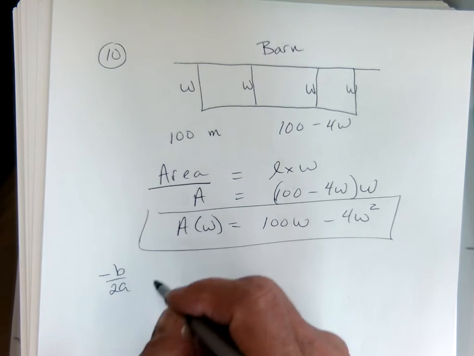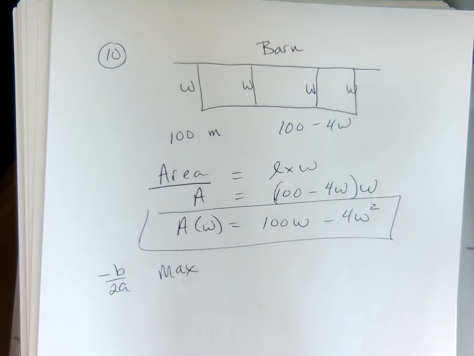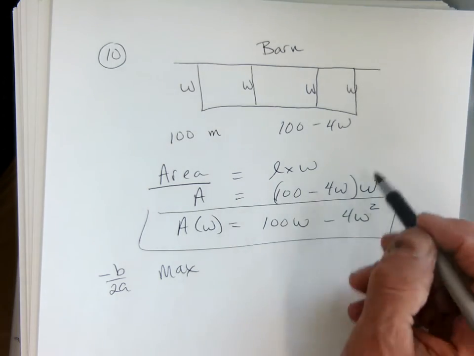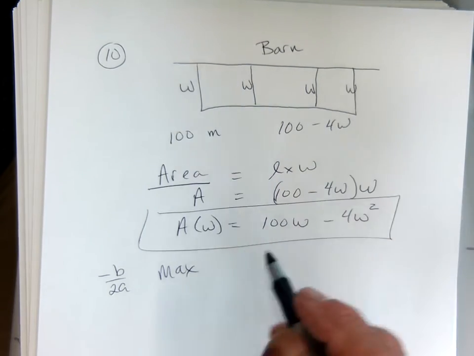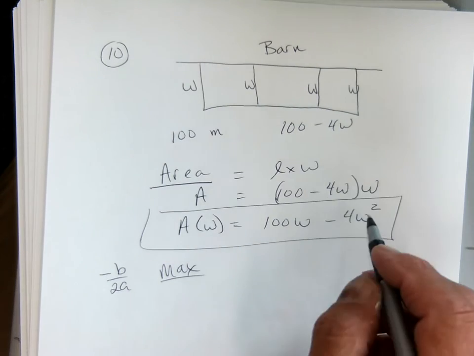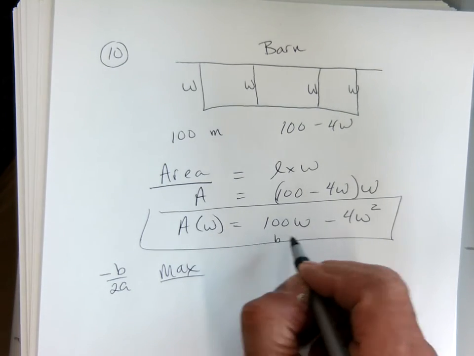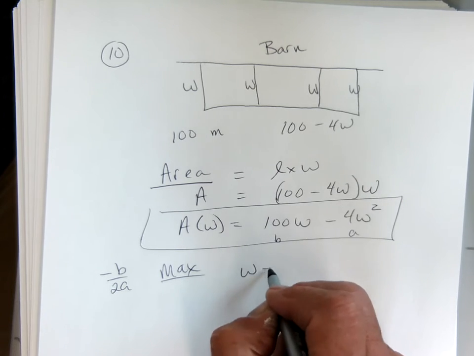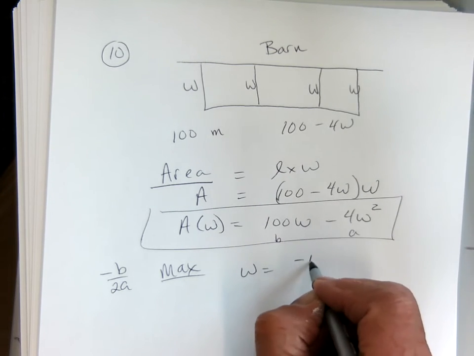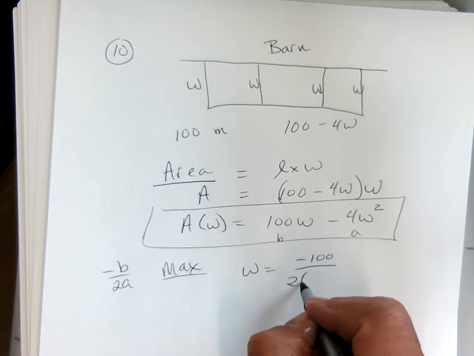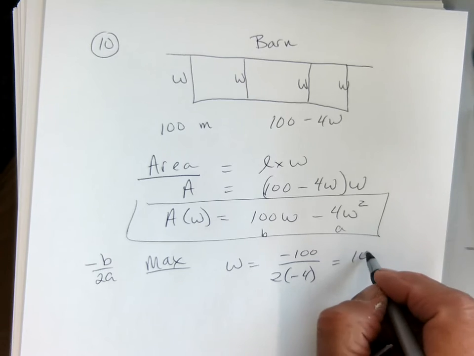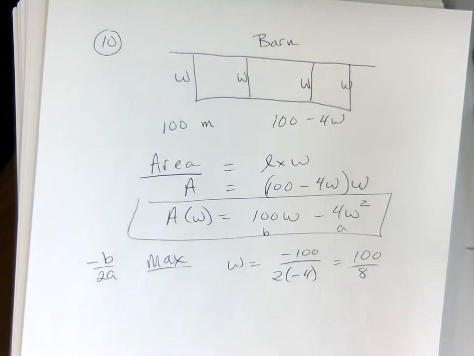So if I want to maximize or minimize, it would be the vertex on a graph. I mean, this thing would graph, and we'd have a parabola. It would be the vertex. So I'm going to use my negative b over 2a. There's my b, there's my a. It's going to equal my negative b, which is negative 100, over 2 times my a, which is negative 4. 100 over 8. What is it, 12.5? Is that 12.5? Yeah.